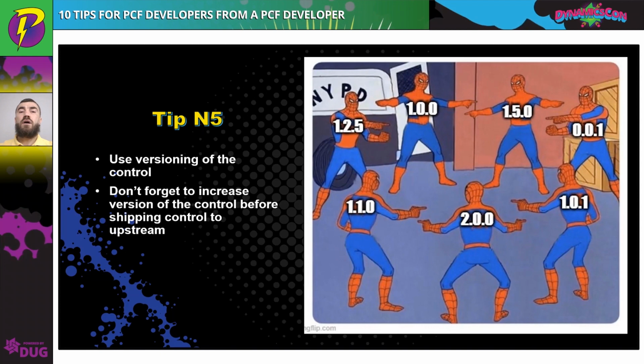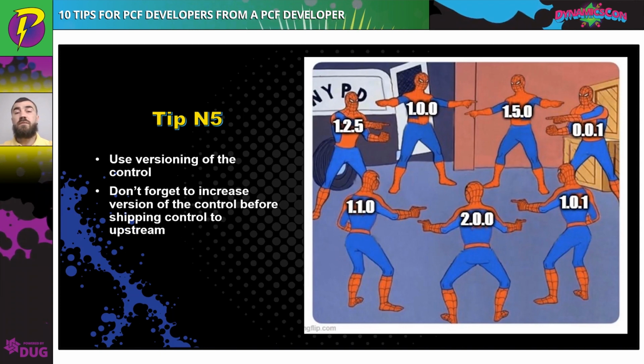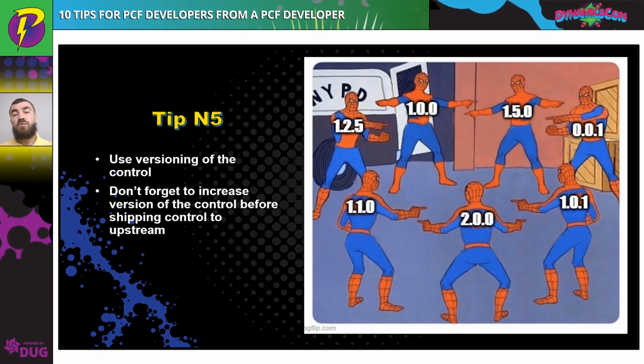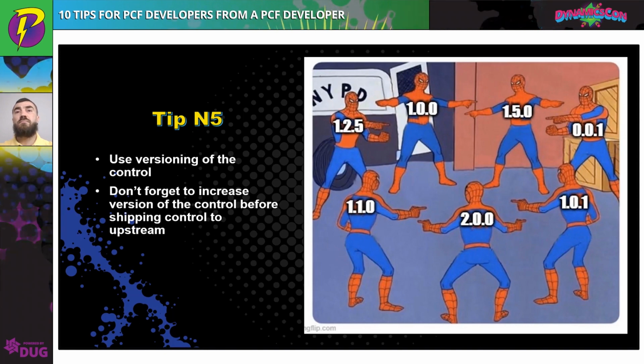If you try to push the control to the upstream instance that already has the control with the same version, the control actually won't be updated. And I experienced such situations during a project, so just keep in mind, every single time you are done with the development and this control will be pushed to the upstream instance during the next release phase, always increase the PCF version number inside the manifest file.